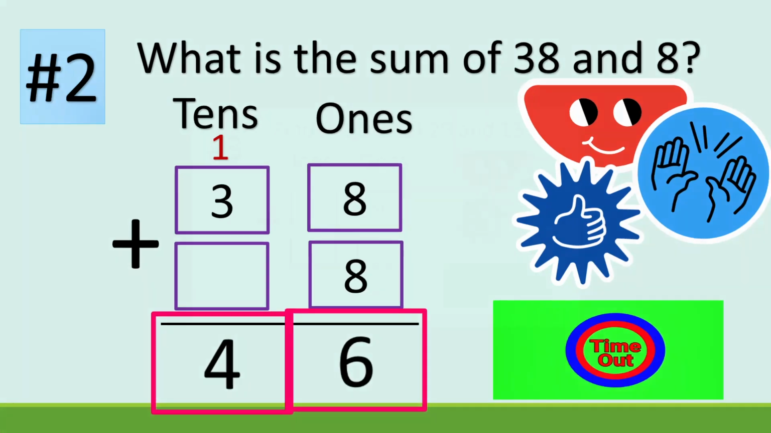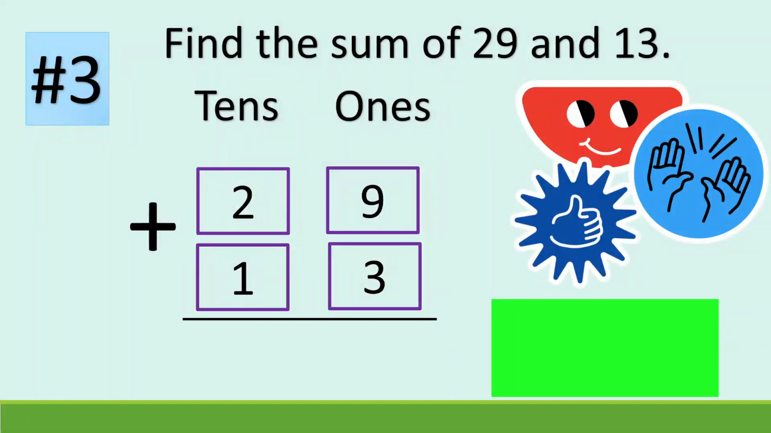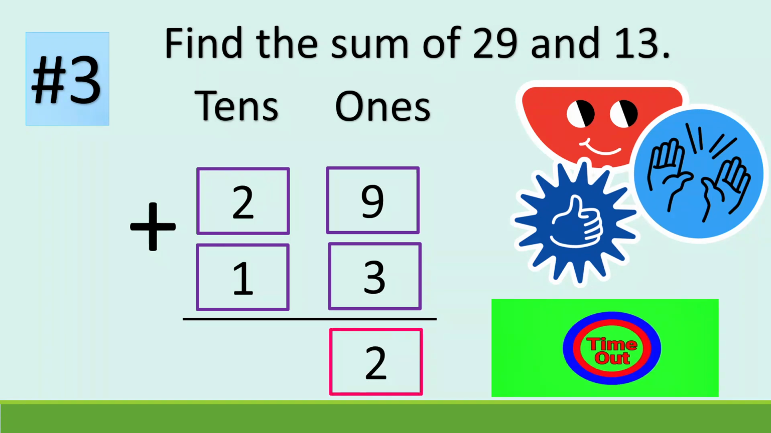Let's have the last question. Find the sum of 29 and 13. Ready? Go! Okay, time is up. 9 and 3 is 12. That is 10 and 2. So 2 in the ones, we put in the ones, and then 10, we carry over 1 in the tens place. Alright, and then we add 1, 2, and 1. 42. Yay, that's the right answer.